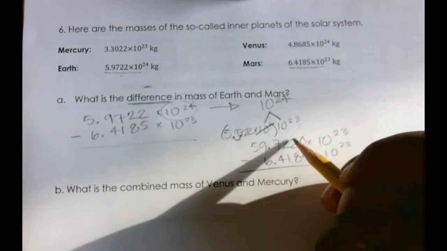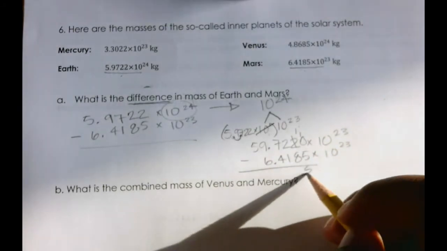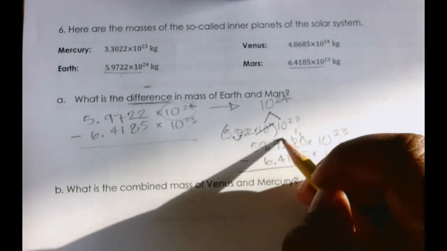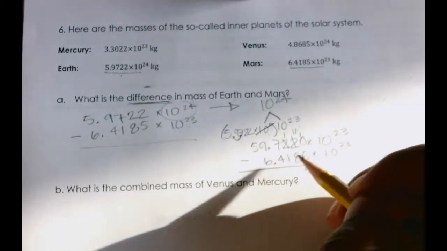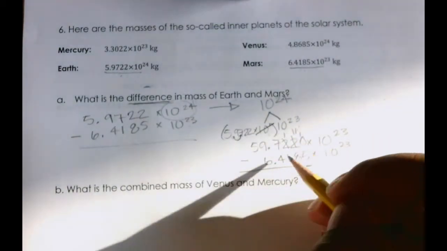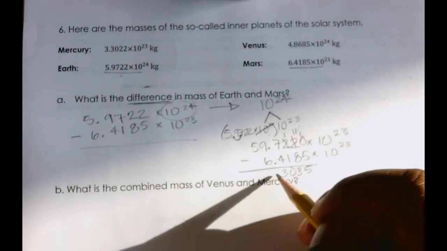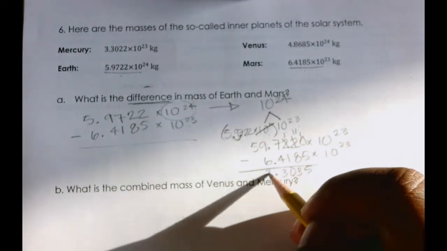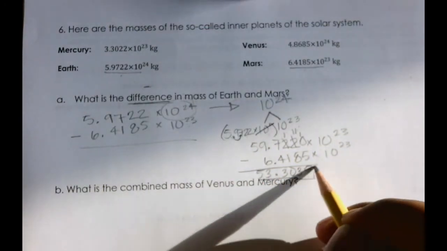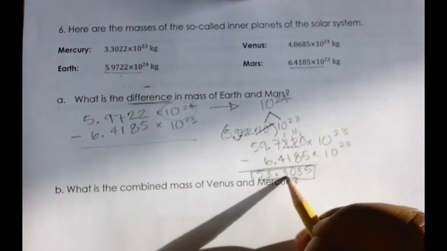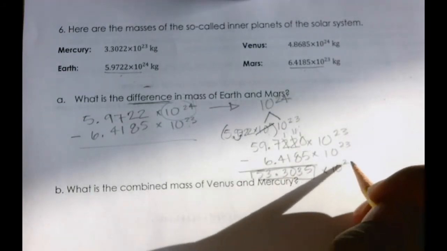0 minus 5, I can't do that. I'm going to borrow from the 2. The 2 becomes a 1. 10 minus 5, I can do that. That's going to be 5. 1 minus 8, I can't do that. I'm going to borrow from the 2. The 2 becomes a 1. The 1 becomes 11. 11 minus 8 is going to be 3. 1 minus 1 is going to be 0. 7 minus 4 is going to be 3. Bring down my decimal point. 9 minus 6 is 3. 5 minus nothing is 5. 53.3035 should be my answer times 10 to the 23rd power.